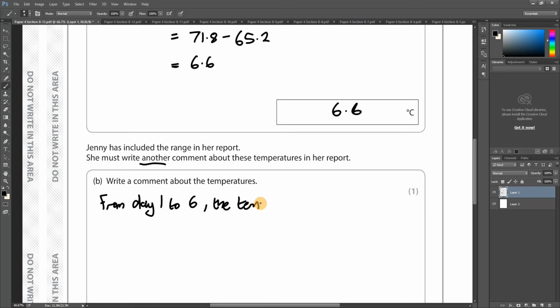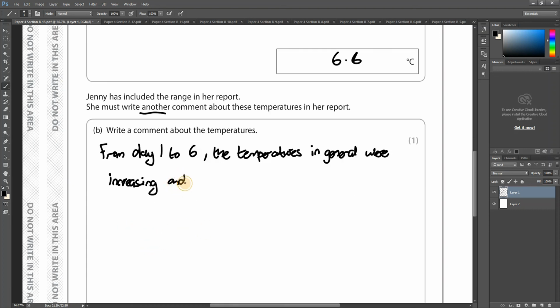the temperatures in general were increasing, and on the 7th day it decreased, or something along these lines.